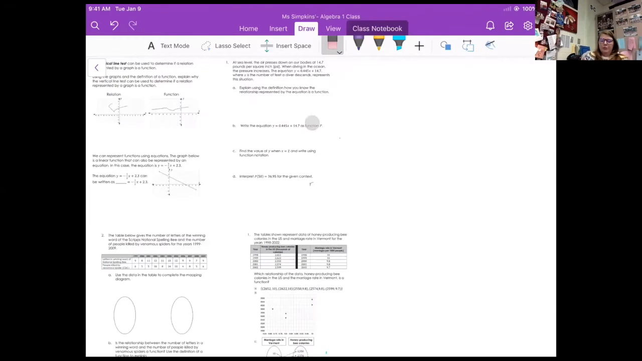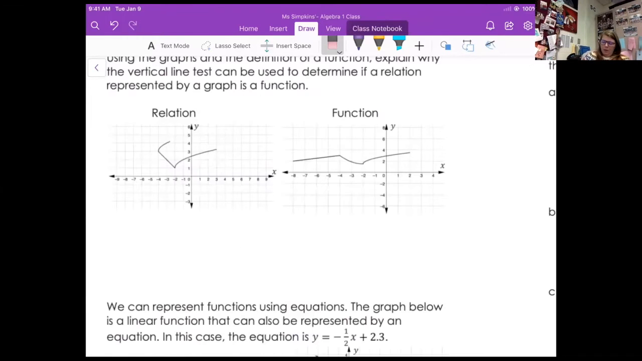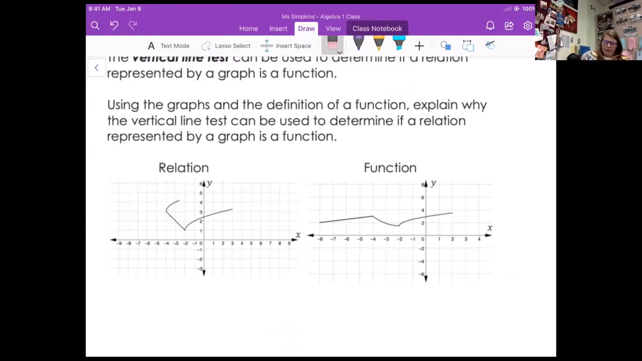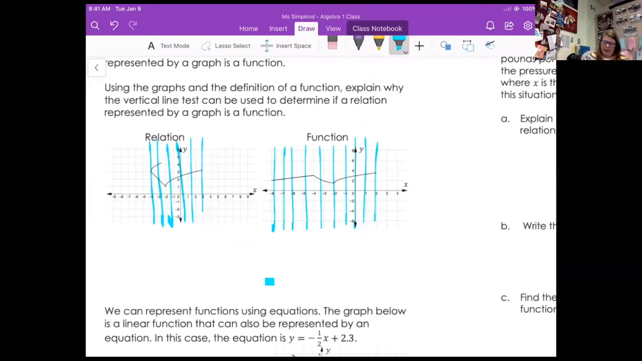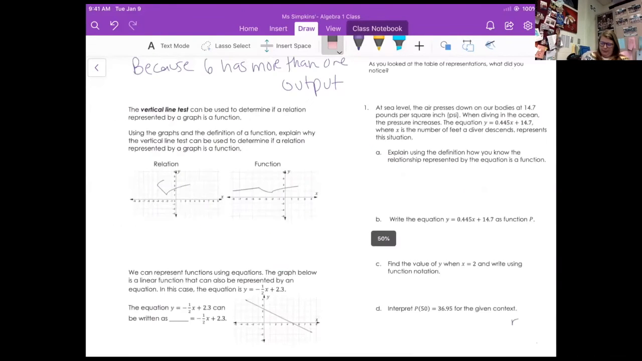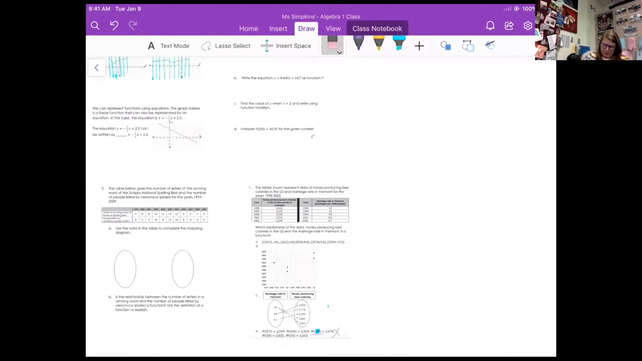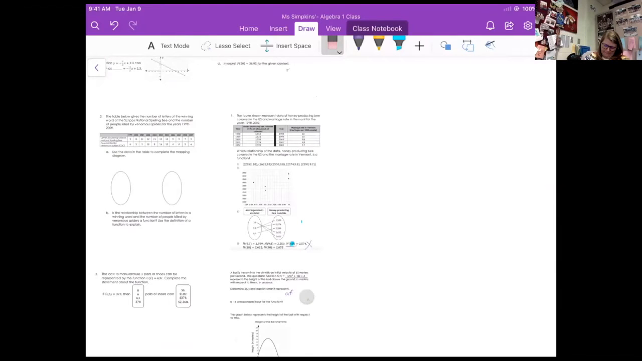So if we look at these two graphs, I'm going to take my highlighter and I'm just going to draw vertical lines over whatever shape is drawn on the graph. So I'm going to do that here. And I'm going to do that here. And again, you can use your pencil. You don't necessarily need a highlighter. I think it just makes it a little bit easier to see it with a highlighter. Just my personal opinion. Okay.